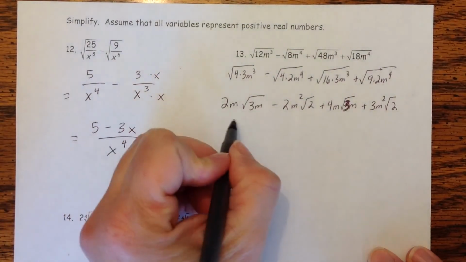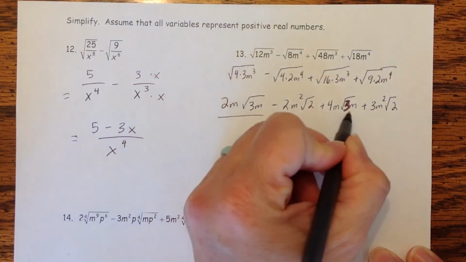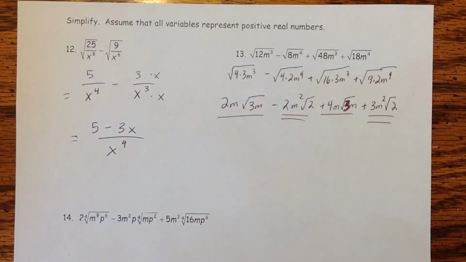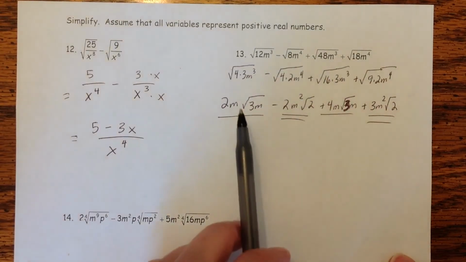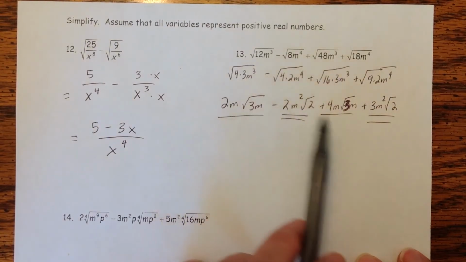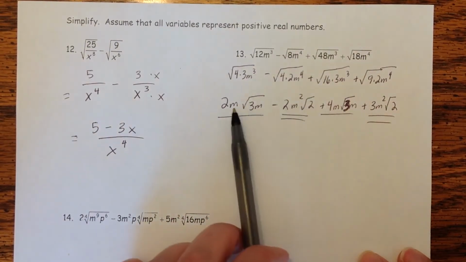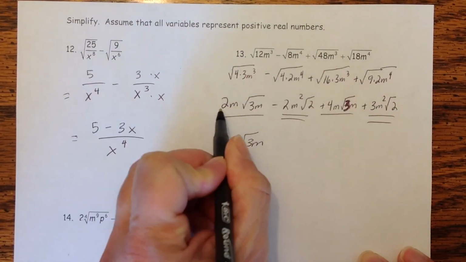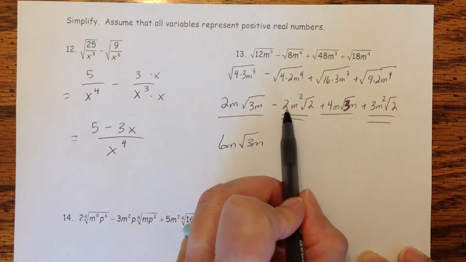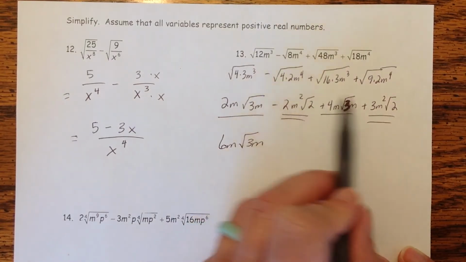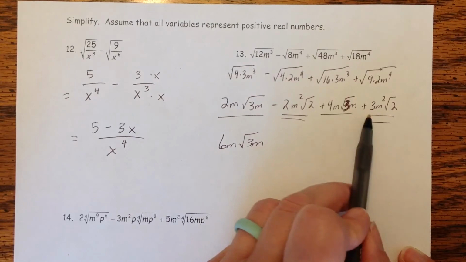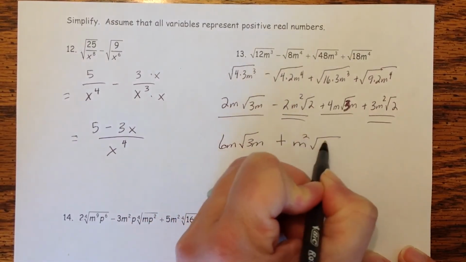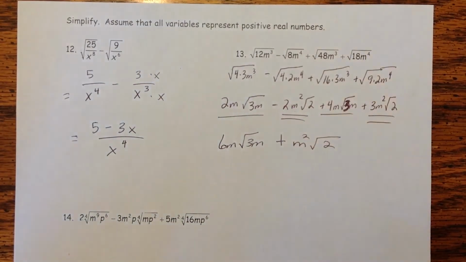Now notice, they don't all match, but this one matches this one, and this one matches this one. So I can pair them up to finish combining like terms. So 2m square root of 3m plus 4m square root of 3m would be 6m square root of 3m. Remember, you just add the coefficients in front. Negative 2m squared square root of 2 plus 3m squared square root of 2 would be plus m squared square root of 2.